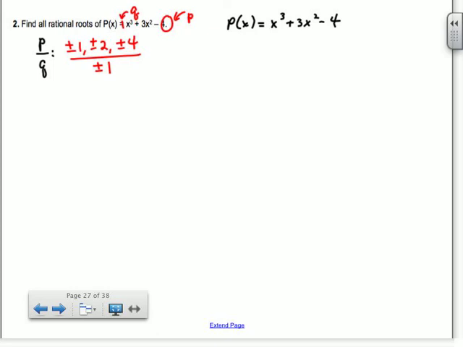But our end goal is going to be to try to factor this polynomial. So once you can kind of see that in your head, like, oh, I know 1 works, I'm going to use that, do synthetic division with it. So we have 1x cubed plus 3x squared. We don't have an x term, so put a 0, and then minus 4.